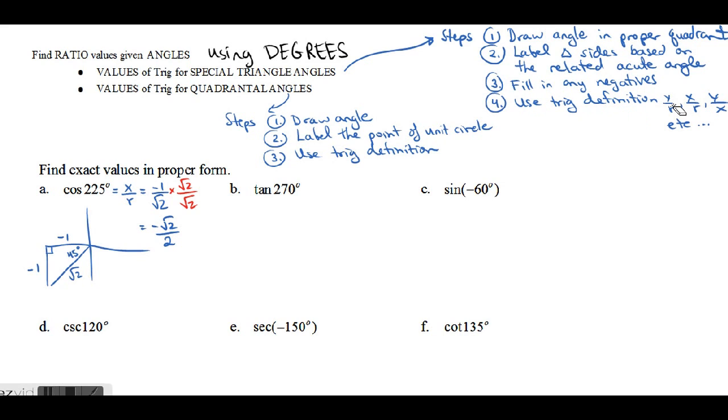When you use the trig definition, do not write cos anymore. So notice here is cosine of this angle. The output now is the ratio. There is no longer cosine attached to this answer.